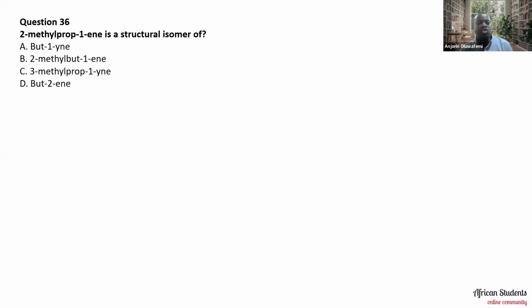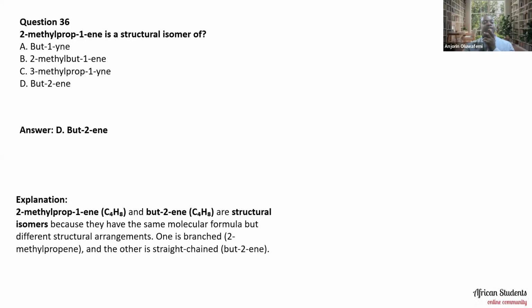2-methylprop-1-ene is a structural isomer of A, but-1-yne, B, 2-methylbut-1-ene, C, 3-methylprop-1-yne, D, but-2-ene. So the structural isomer of but-2-ene, and if you look at it, they are structural isomers because they have the same molecular formula, but different structural arrangements. One is branched, 2-methylpropene, and the other is a straight chain, but-2-ene.